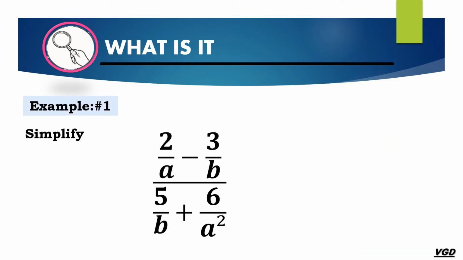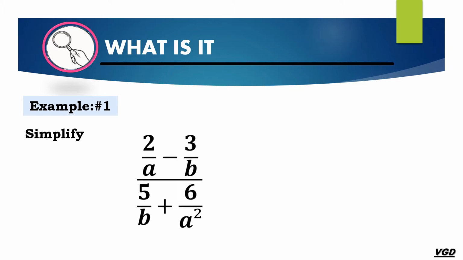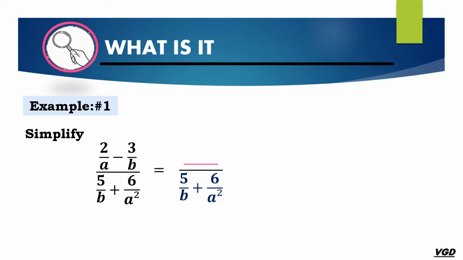Let's have this, for example. Simplify 2 over a minus 3 over b divided by 5 over b plus 6 over a squared. So, just like simplifying complex fractions, we have to evaluate first our numerator and then followed by the denominator. So when we evaluate, we have to get the LCD of the denominators of the dissimilar fractions.